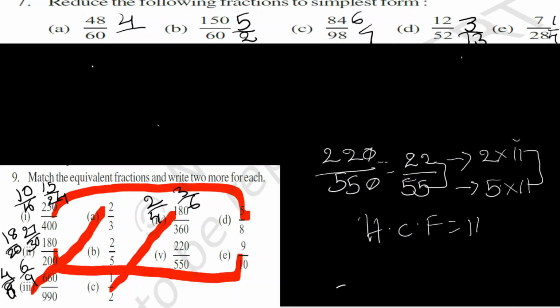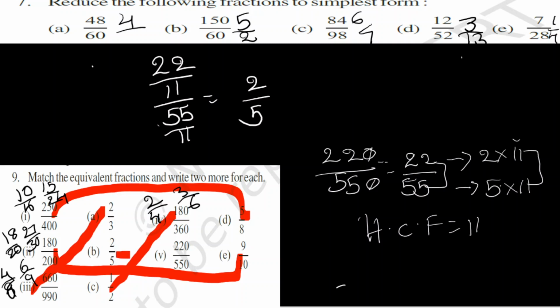To find the simplest form of any fraction, first we need to find the HCF and then divide both the numerator and denominator with the HCF. Now the fraction becomes 2 by 5. So 2 by 5 is the equivalent fraction of 220 by 550. And let's find two more equivalent fractions of 2 by 5.